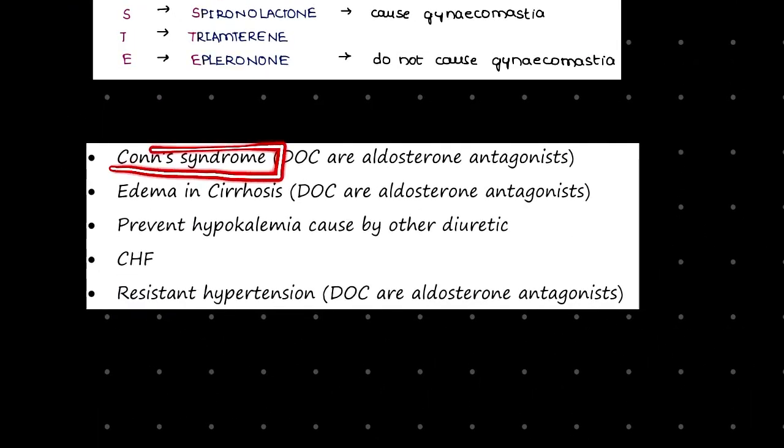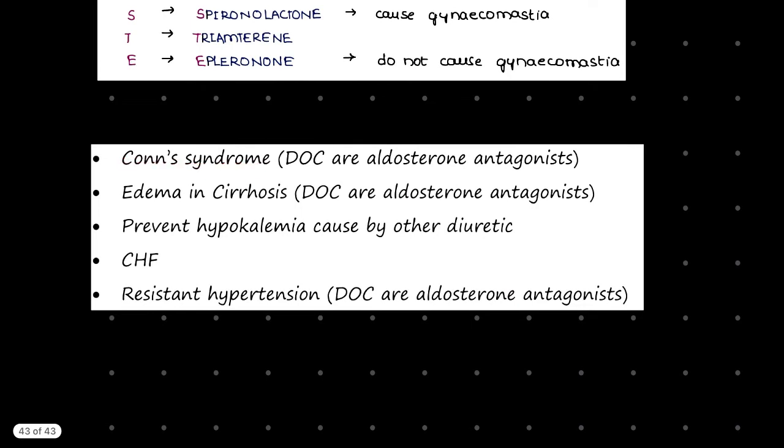Conn's syndrome. What happens in Conn's syndrome is that there will be a maximum amount of aldosterone secretion. So if we block the receptor of aldosterone, then obviously the effect of aldosterone will be minimized. So we use an aldosterone antagonist in Conn's syndrome so that the excessive aldosterone produced during this condition will not manifest its work.